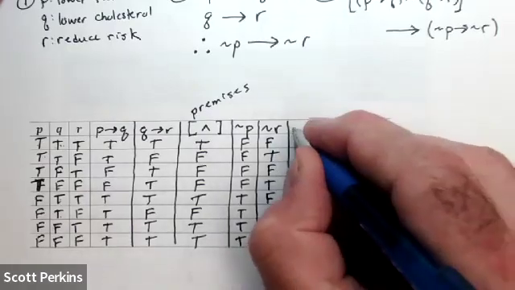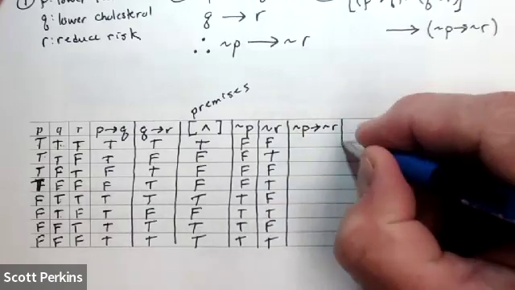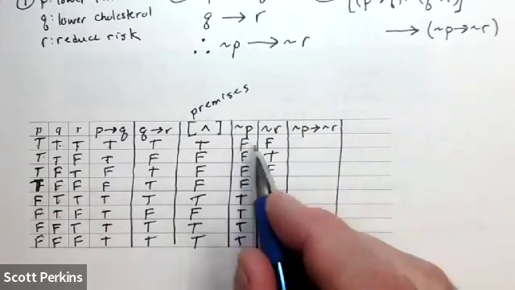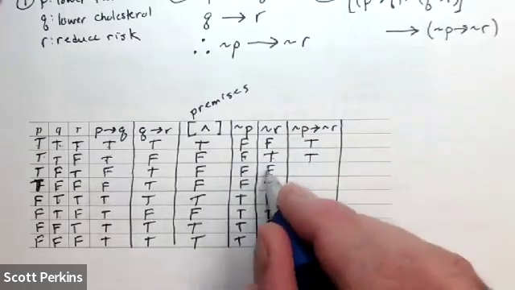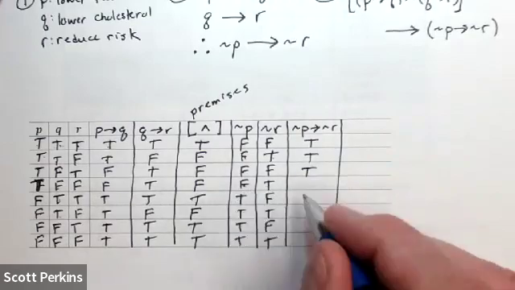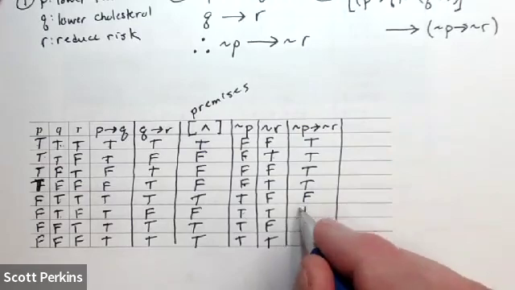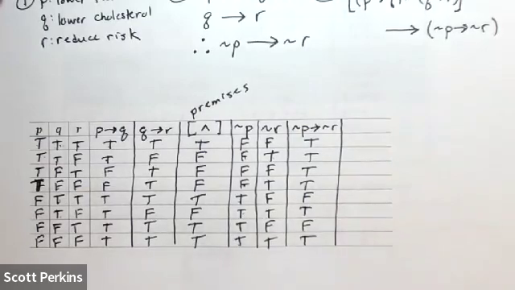And now I'm going to do squiggly P, then squiggly R. This is the third conditional statement. We're actually going to do one more conditional statement. A conditional statement's false only when it's true then false. So here we go. False then false is true. False then true is true. False then false is true. False then true is true. True then false is false. True then true is true. True then false is false. And true then true is true.